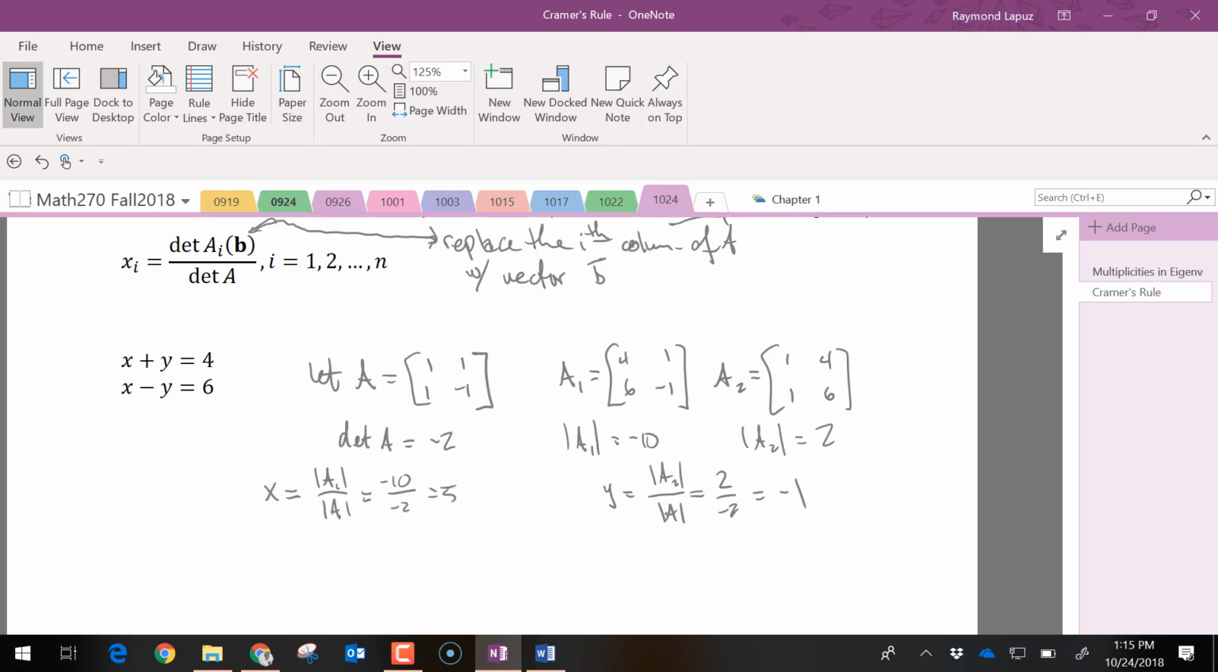So A1 is the same matrix as A, except for the first column, I'm going to replace it with 4, 6. And then the second one is the same thing as matrix A, except the second column will get replaced by 4, 6.